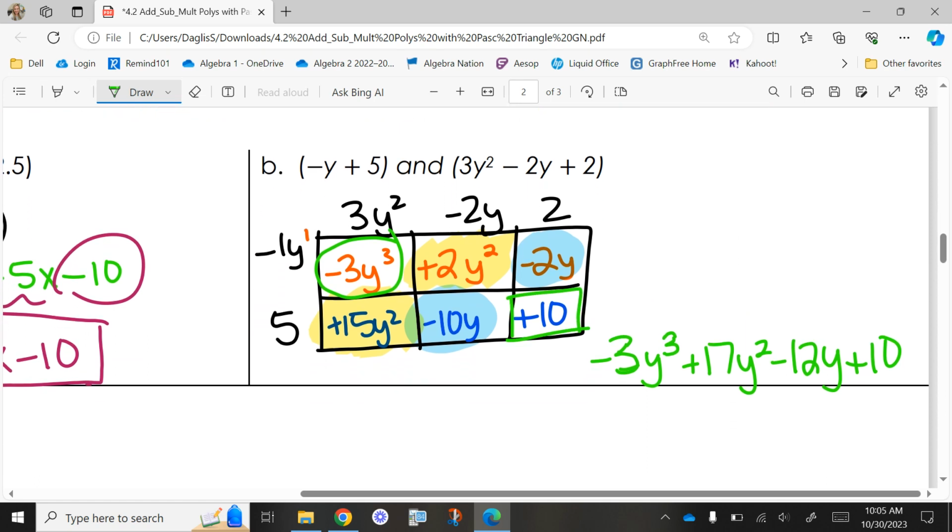Okay. So that's a box method way of setting up multiplication, which I typically use when I have more pieces to multiply together. Like if I had a 4 times 4, I would definitely do this. I would not try to mess with horizontal distribution.